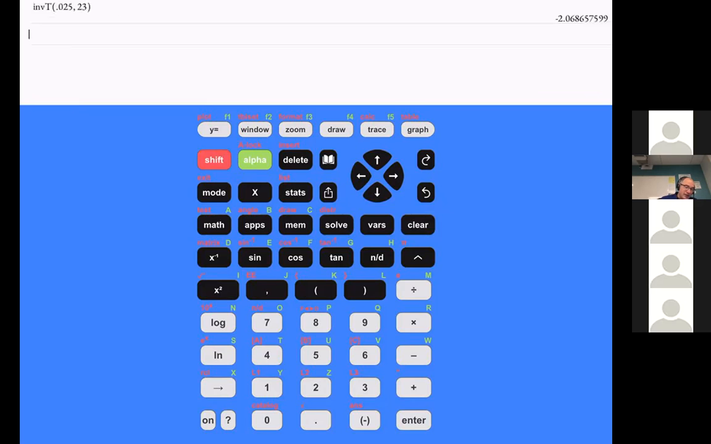Anyway, we're going to do an inverse T. It came out to be a negative 2.069. Now, remember, we're talking about a critical value for a confidence interval, so the sign is going to be completely irrelevant. So 2.069.